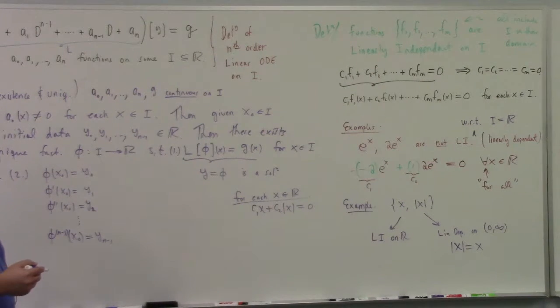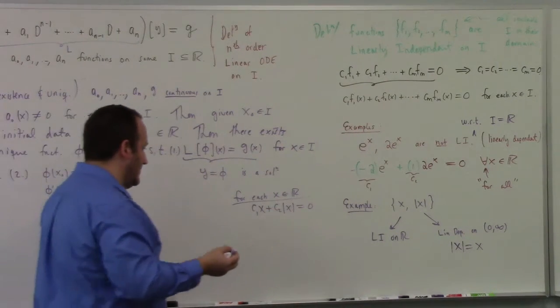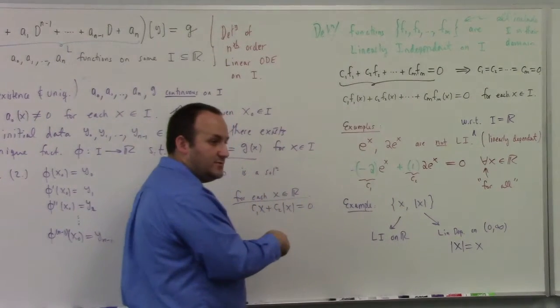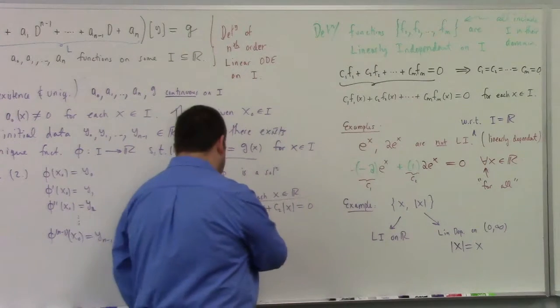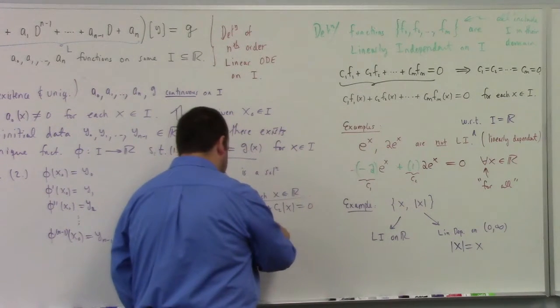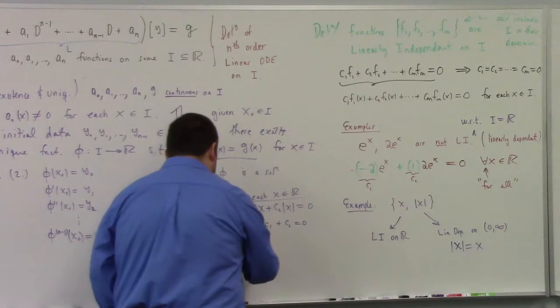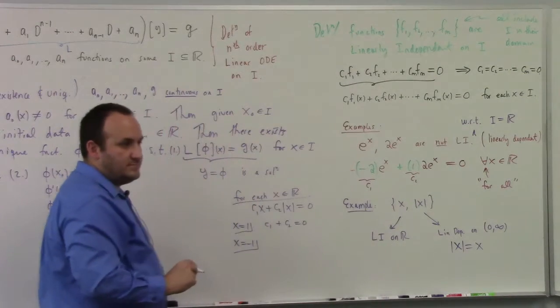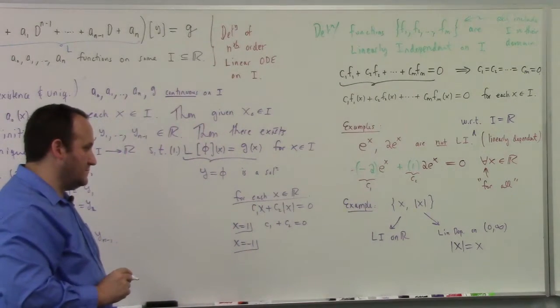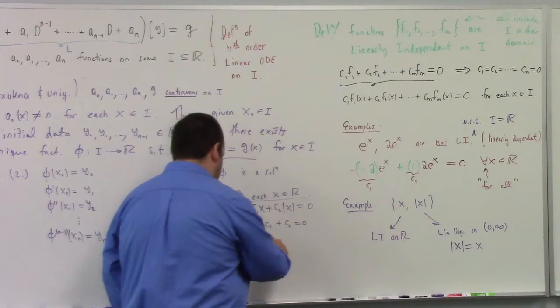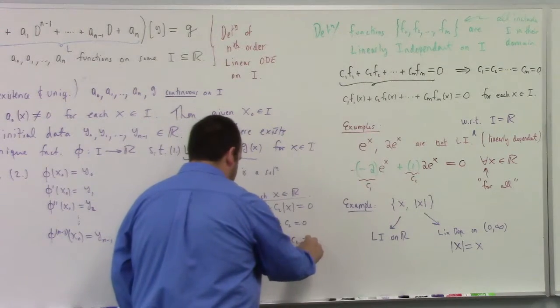You're like, but the absolute value of x is either equal to x or plus or minus x, right? Okay, true. So let's see here. So if we put in, let's just work it out. Put in x equal to 1. What do you get? Right? Put in x equal to minus 1. What do you get? Minus C1 plus C2 equal to 0.